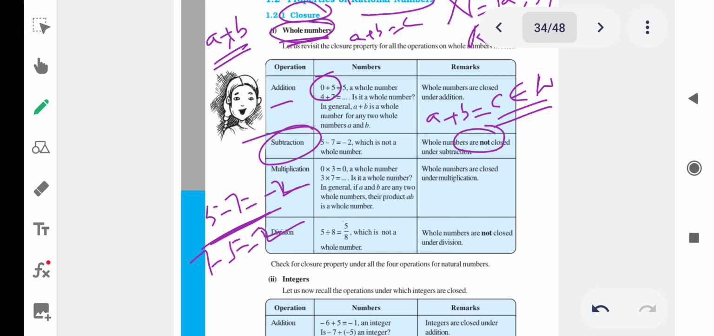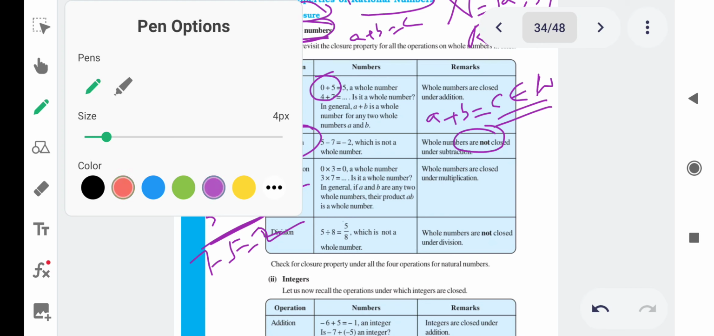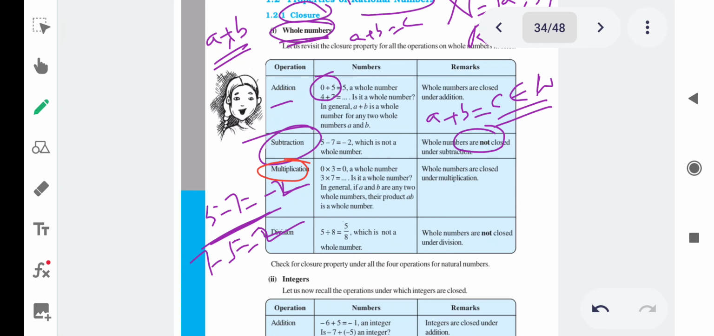Next, multiplication. In multiplication, if I take two numbers and multiply, I must get a whole number again. 0 into 3 is 0, which belongs to the whole numbers. 3 into 7, 21 belongs. So in general, if a and b are any two numbers from the whole numbers and I multiply, I'll get a whole number only. Therefore the whole numbers are closed under multiplication.